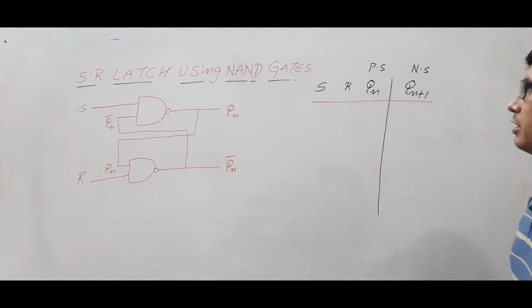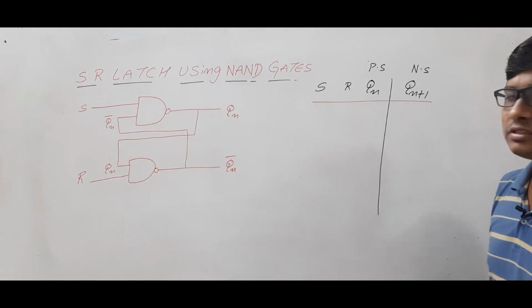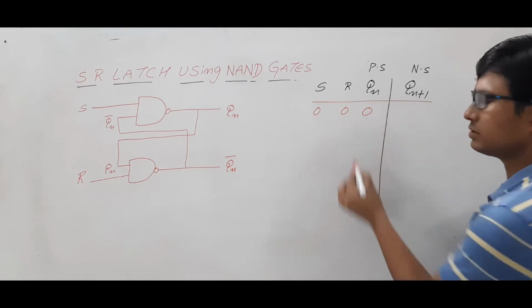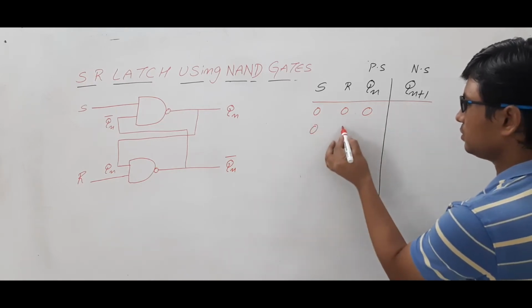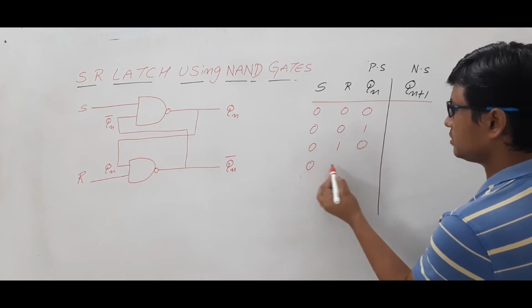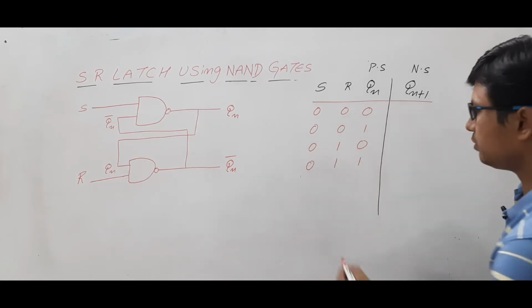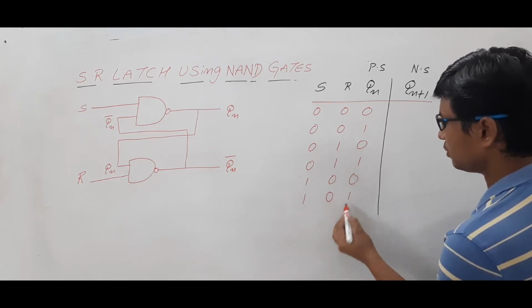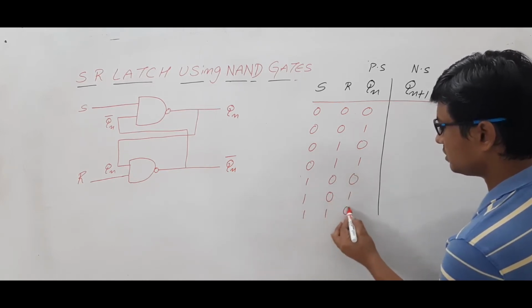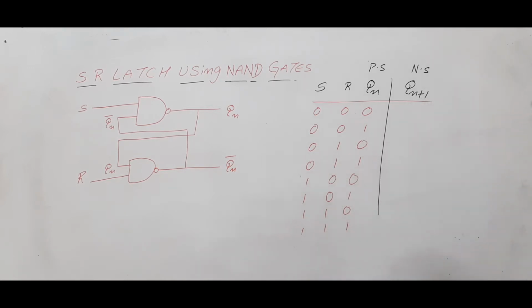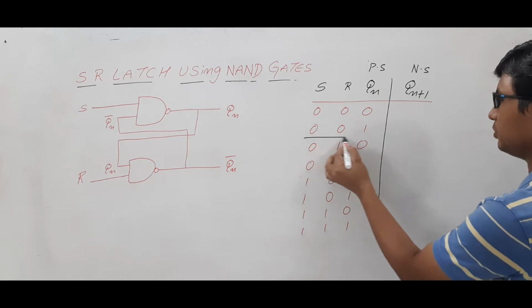Now if you have 3 binary variables, how many combinations of inputs can come? 8 combinations can come, which are 0 0 0, 0 0 1, 0 1 0, then 0 1 1. Similarly, we will have 1 0 0, 1 0 1, 1 1 0 and 1 1 1. Am I right or wrong? So totally we got 8 combinations of inputs.